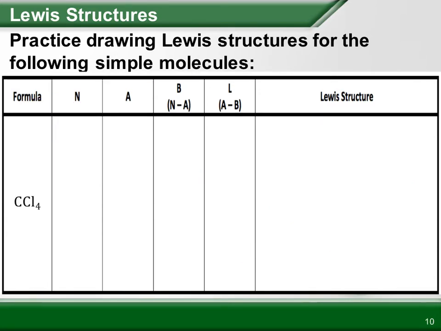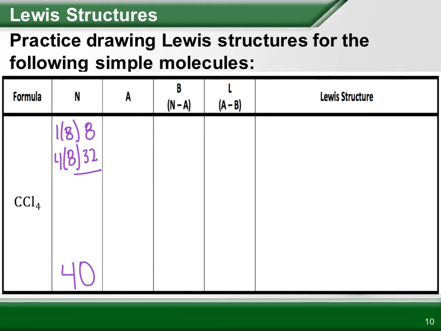Alright, this next example is carbon tetrachloride. I start with N. N is the needed electrons. I identify the elements, the number of atoms, and their needed number. So I have 1 carbon atom. Carbon needs 8. I multiply that across for 8. I have 4 chlorine atoms. Each chlorine atom needs 8. I multiply that across for 32. I add these and I get a total of 40.